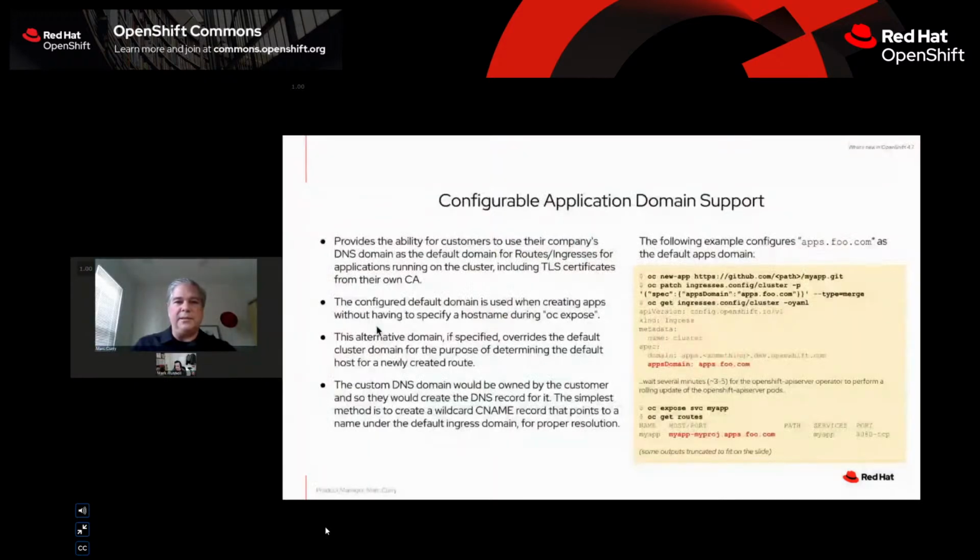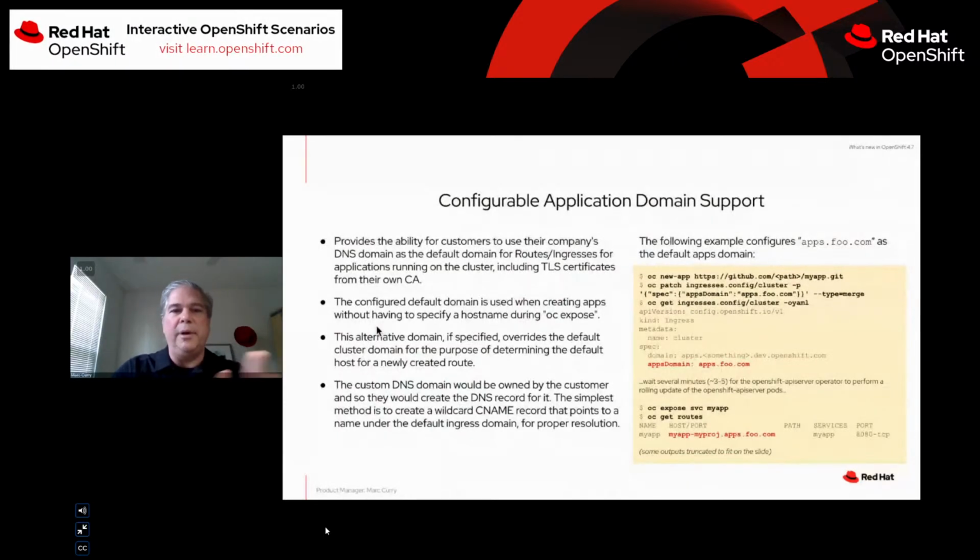Great, thanks, Mark. In this one, we're going to talk a little bit about configurable application domain support. Customers have asked us for the ability to specify one of their own domain names as the default domain name for application routes and ingresses on the cluster. With that, they'd use their own CA to sign the TLS certificate.